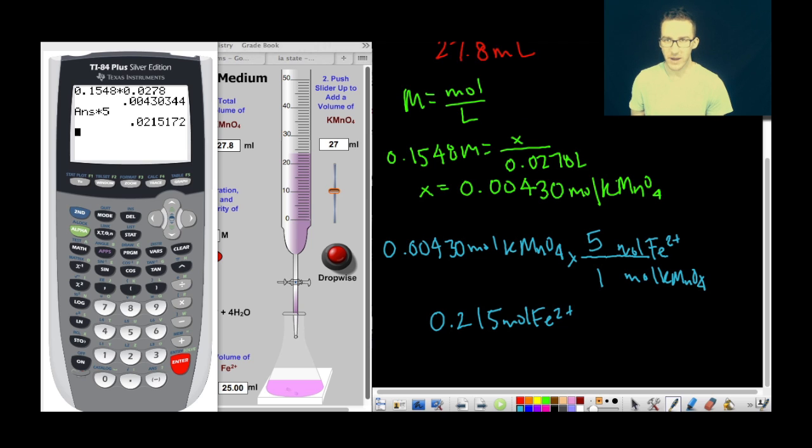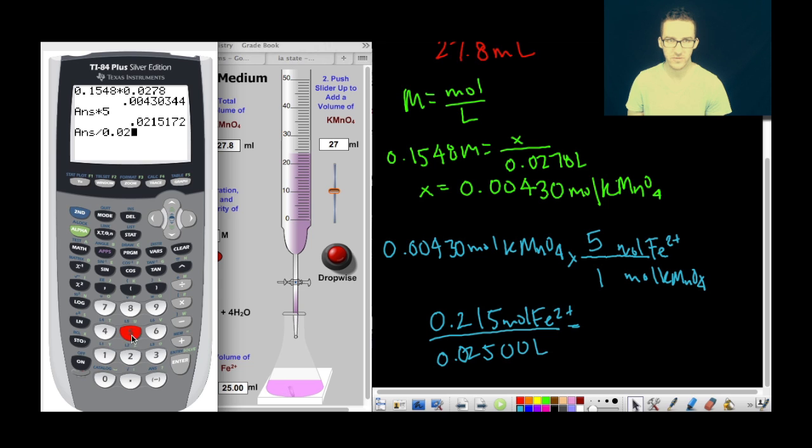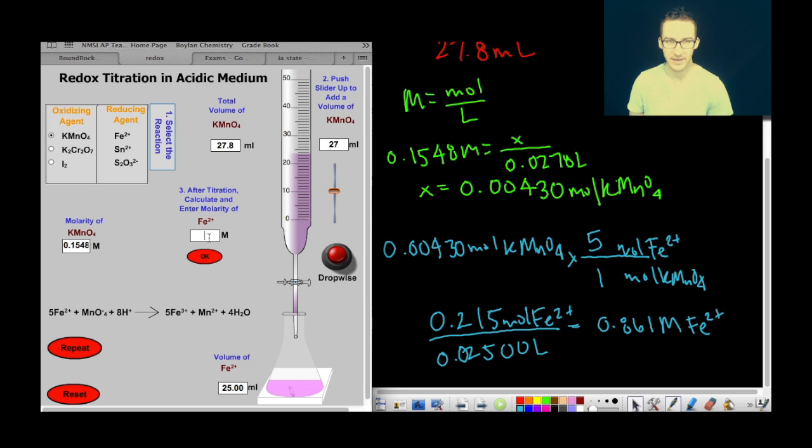And then we recognize that we had that in the 25 milliliters, 0.02500 liters. Whoa, forgot a 0. So a quick division here, 0.0215 divided by 0.02500 is going to give us a concentration of 0.861 molar iron 2. Now we can always use this amazing animation to check. Let's just type that in: 0.861. Check it. Boom, we are correct.